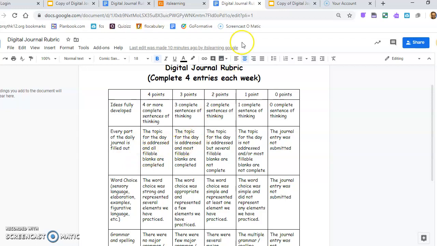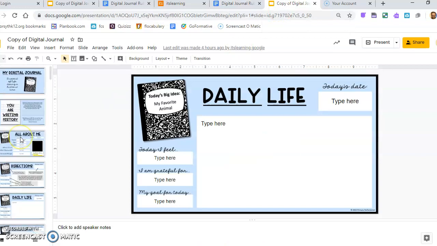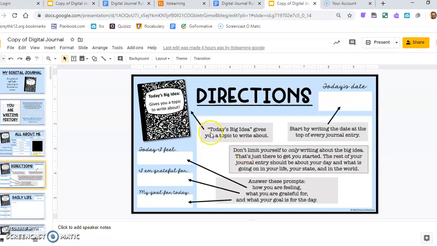You'll notice when you go to the actual directions up here, they explain that you don't have to just write about the big idea. That's where you start. The rest of your journal can be about what's happening during your day, your life, what's going on in the world. You do want to address a little bit about what the big topic is, but feel free to change it up. Each day might have something that you write about.